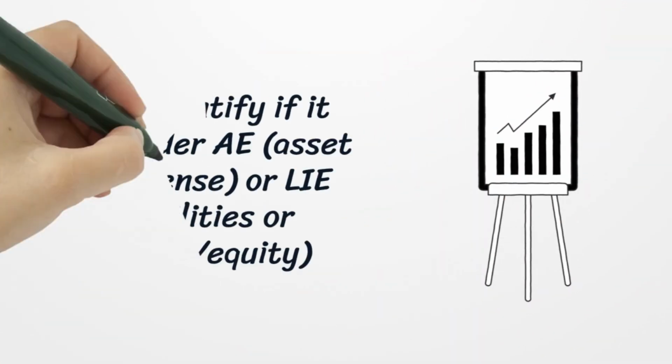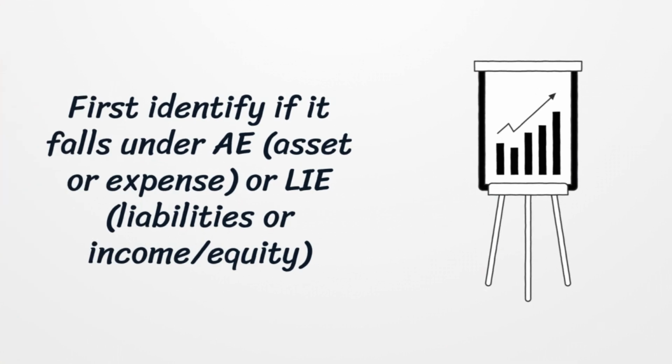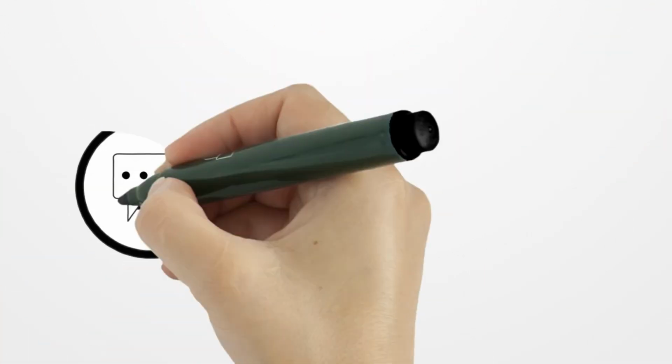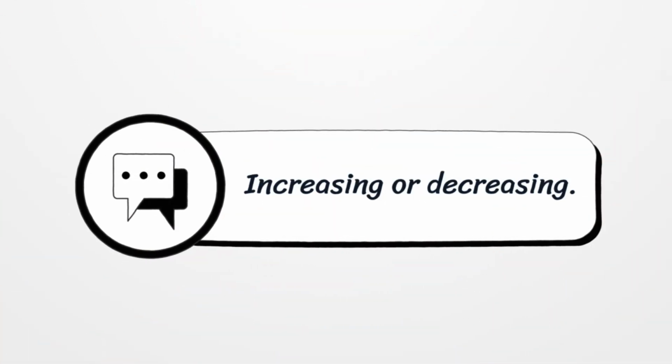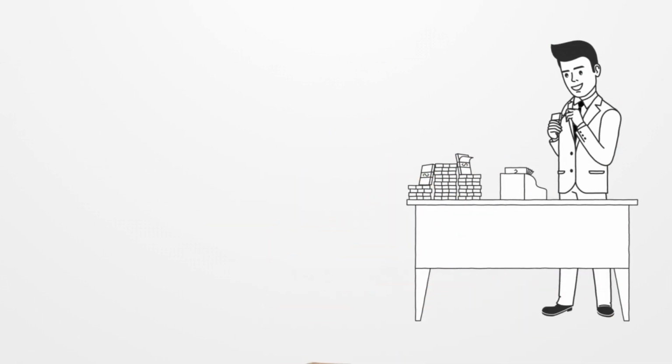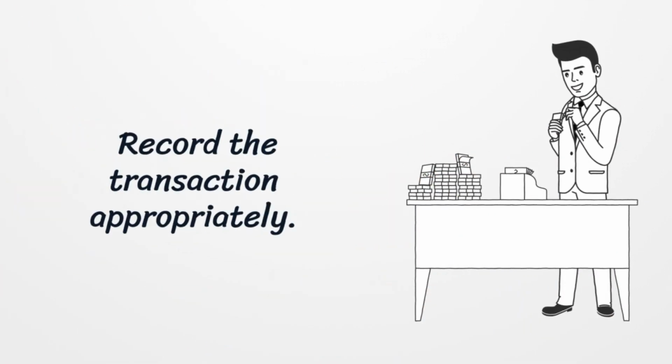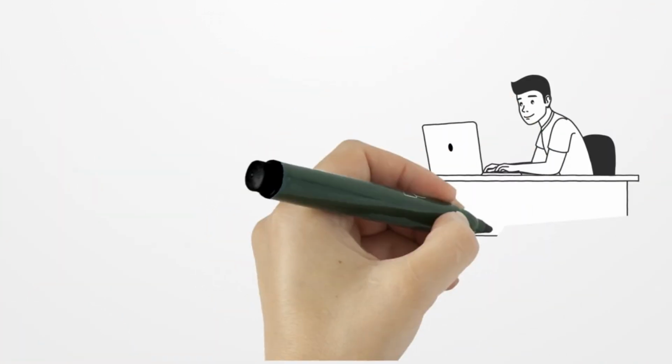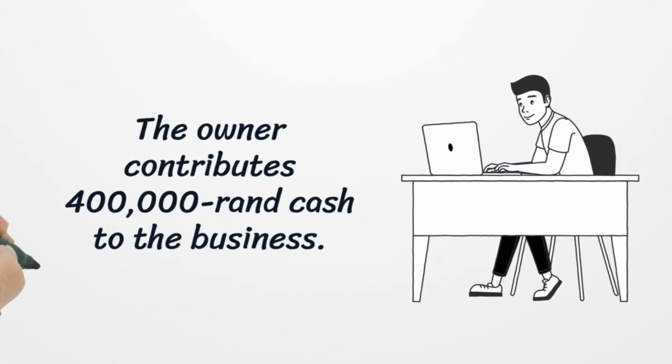Remember, when analyzing a transaction, first identify if it falls under AE, asset or expense, or liabilities or income equity. Next, understand if the transaction is increasing or decreasing. Finally, record the transaction appropriately. Now let's discuss again our example from the accounting equation video, taking only those relating to equity.